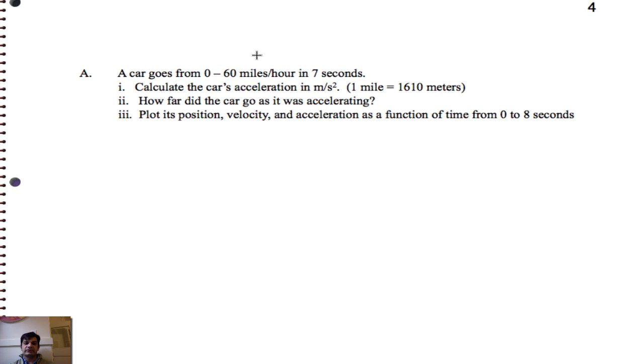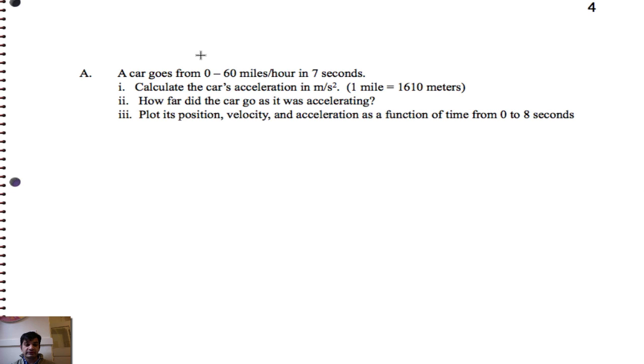So we have a car going from 0 to 60 miles an hour in 7 seconds. We want to calculate the car's acceleration, and we want to know how far the car went as it was accelerating. And we're going to do qualitative plots of position, velocity, and acceleration as a function of time. So we've read the question. Now that was the first step.